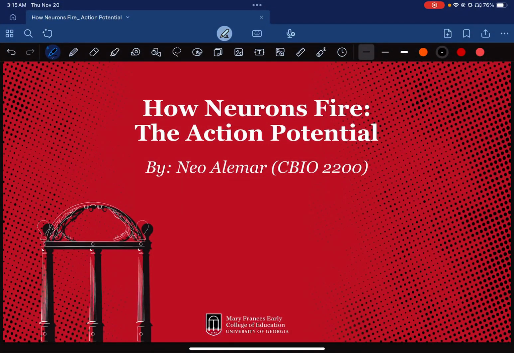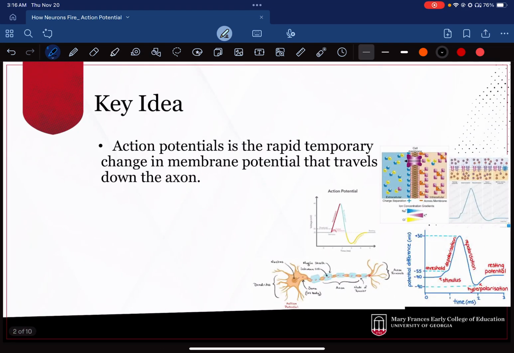Hello everyone. Today I'll be covering the action potential, how neurons fire: action potentials, neurons, nervous system. What does it all mean? Let's get into our key idea. We want to go over action potentials. Action potentials are the rapid temporary change in a membrane potential that travels down the axon.